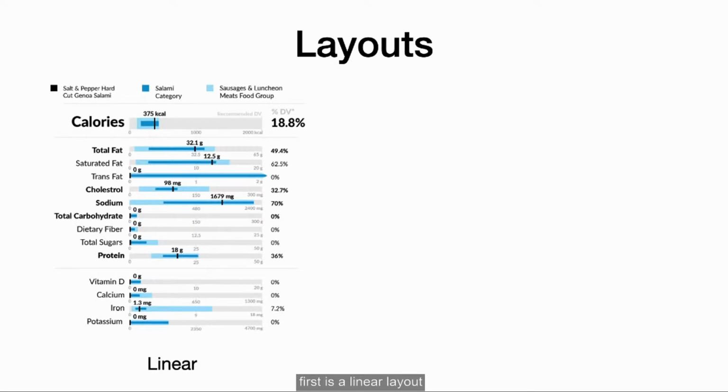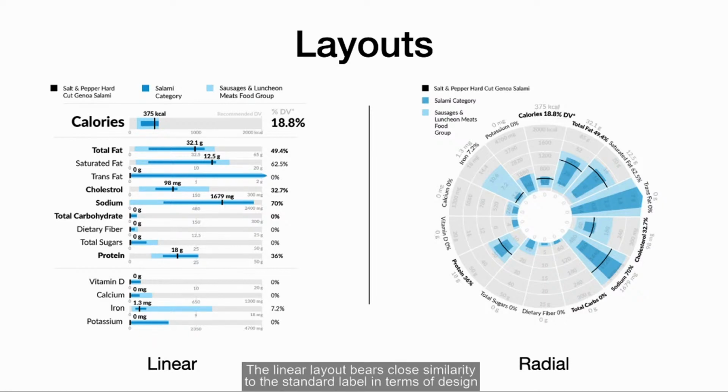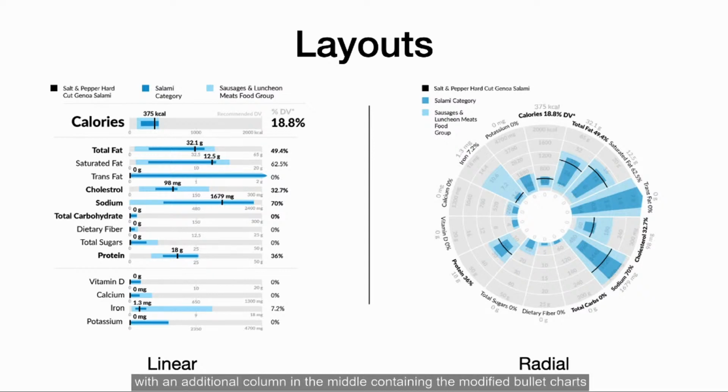First is a linear layout, where the bullet charts are laid out sequentially from top to bottom and follow the sequence specified by the FDA. The second is a radial layout that arranges the bullet charts in a clockwise manner following the sequence specified by the FDA. The linear layout bears close similarity to the standard label in terms of design. It is essentially the same label, with an additional column in the middle containing the modified bullet charts.